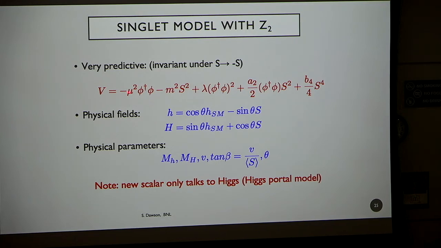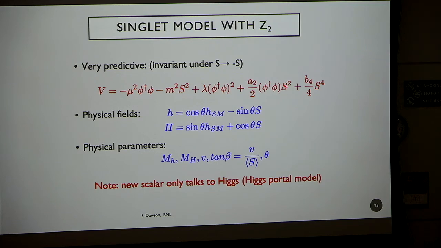So I've got my standard model potential, mu squared phi squared, lambda phi to the fourth. Then I've got a mass term for the S as a singlet, so I can add this. And then I've got an interesting mixing term between the SU2 doublet and the singlet. And then I've got a quartic term in the singlet. So this is a pretty simple model.